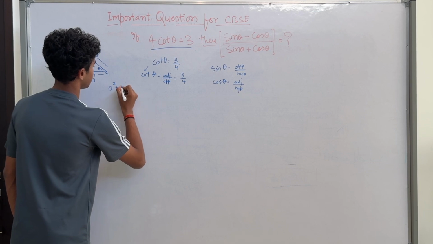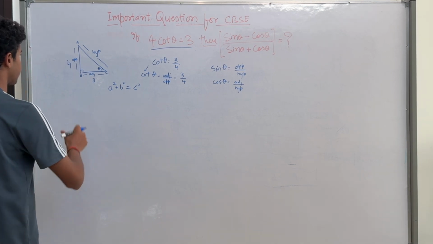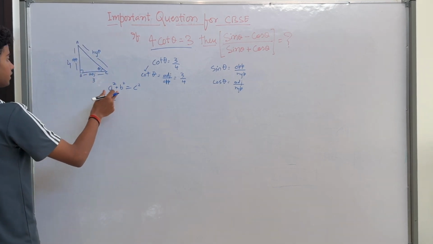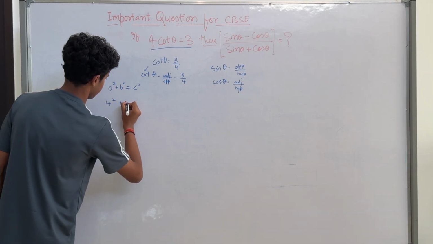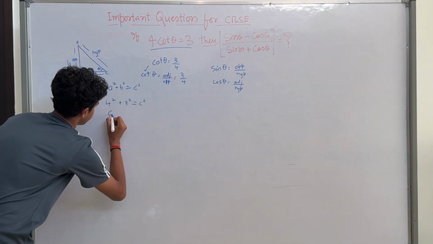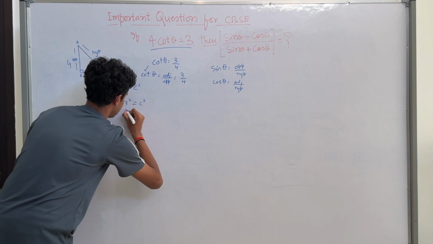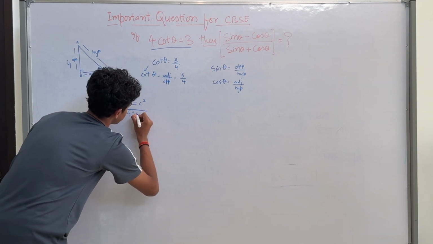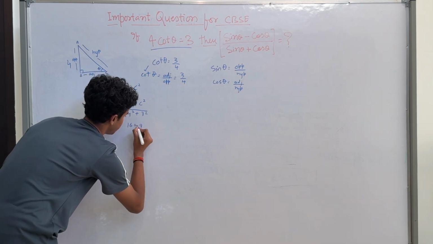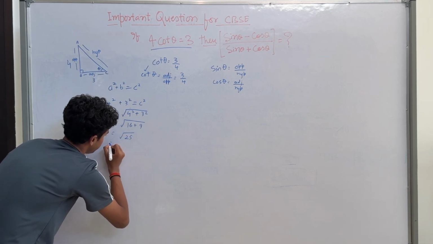a square plus b square equals c square. It's the Pythagoras theorem, c being the hypotenuse. So now a is given, which is 4 square. Our b is given, 3 square. We have to find out the c square. Let's write it as c is equal to root of 4 square plus 3 square. 4 square is 16, 3 square is 9. Add them, we get root of 25, which is 5.